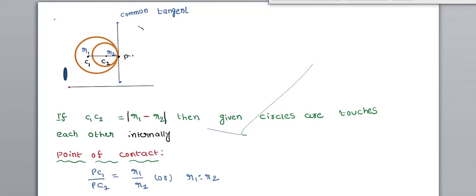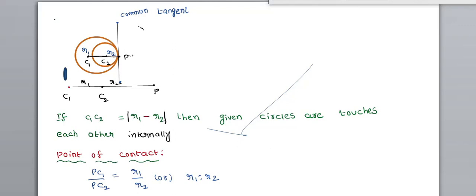So P is in the internal ratio. How did it come? P is located between the centers C1 and C2. Please observe this line, R1, R2. Observe that C2 divides R1 is to R2. This is R1, this is R2. C2 divides R1 is to R2. That point is P. Write down.